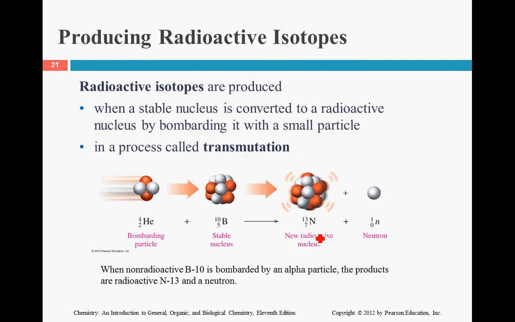So how are these radioactive isotopes produced? When a stable nucleus is converted to a radioactive nucleus by bombarding it with a small particle. So here's a small particle here. They collide and build something bigger. This is called transmutation. This is just one way of it being produced.